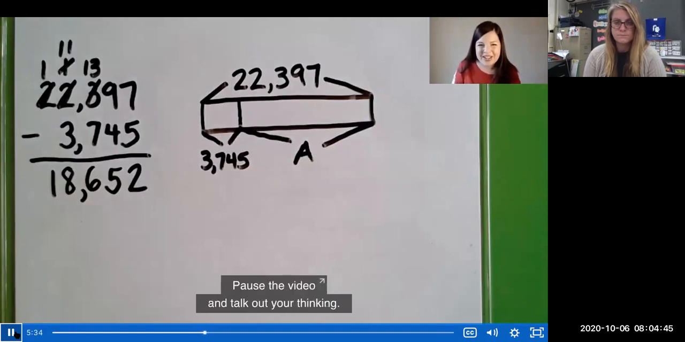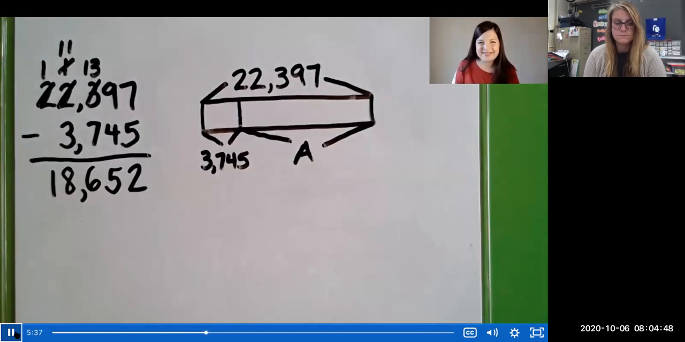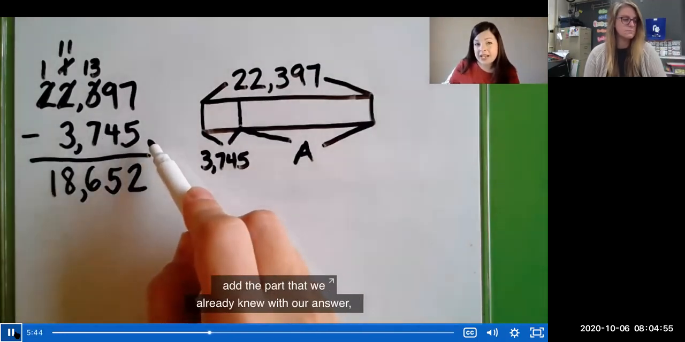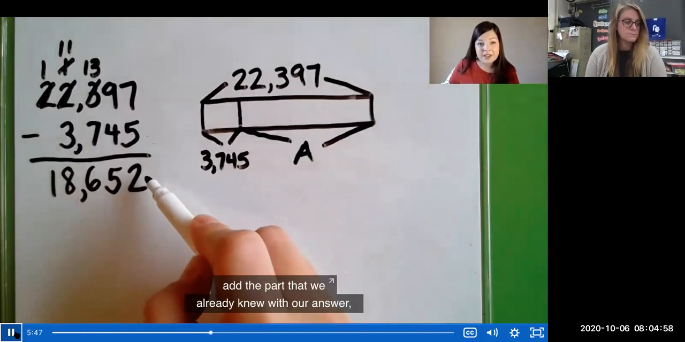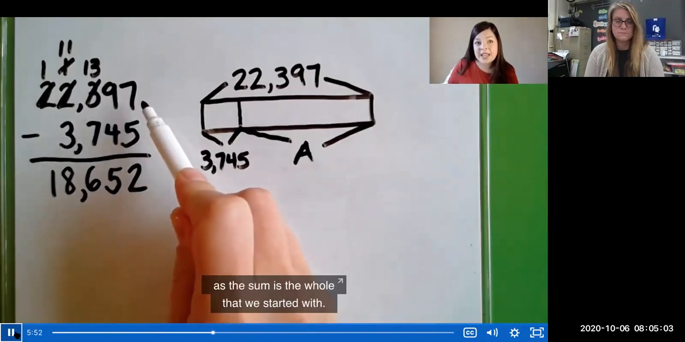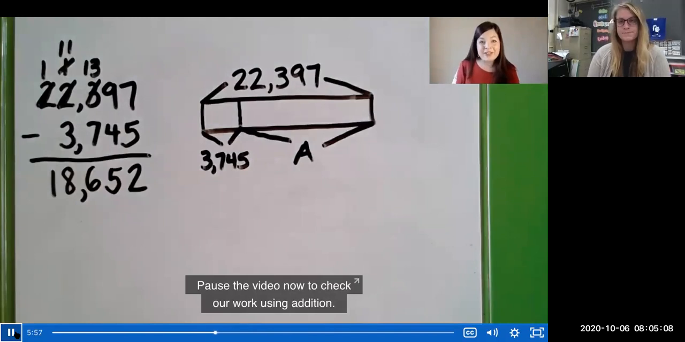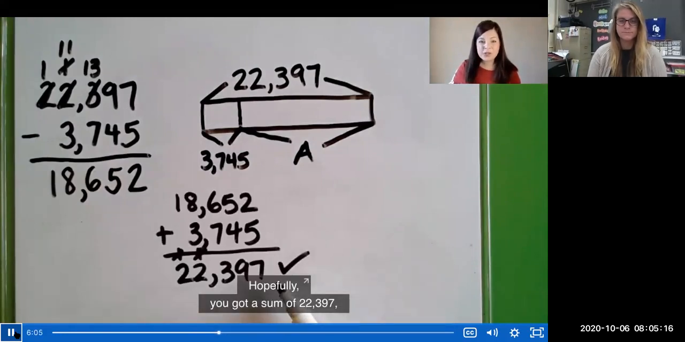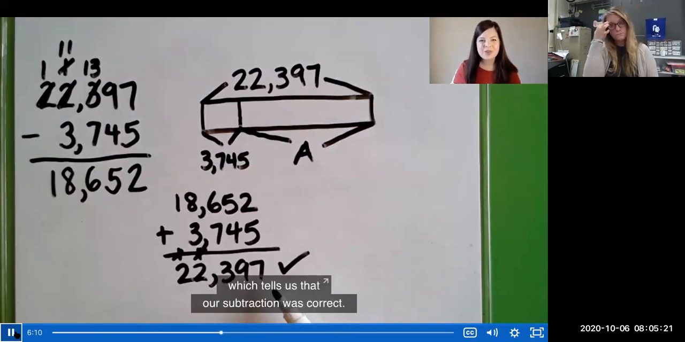Now remind me, how can we check our subtraction using addition? Pause the video and talk out your thinking. Hopefully you remember that we can add the part that we already knew with our answer, the other part, and what we should get as the sum is the whole that we started with. Pause the video now to check our work using addition. Hopefully, you got a sum of 22,397, which tells us that our subtraction was correct.